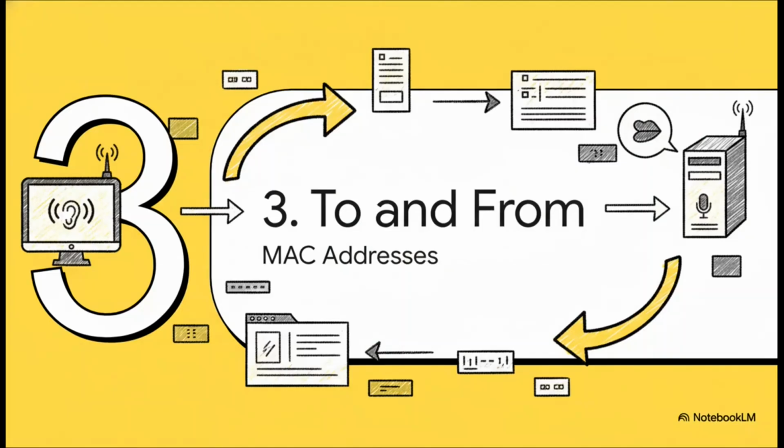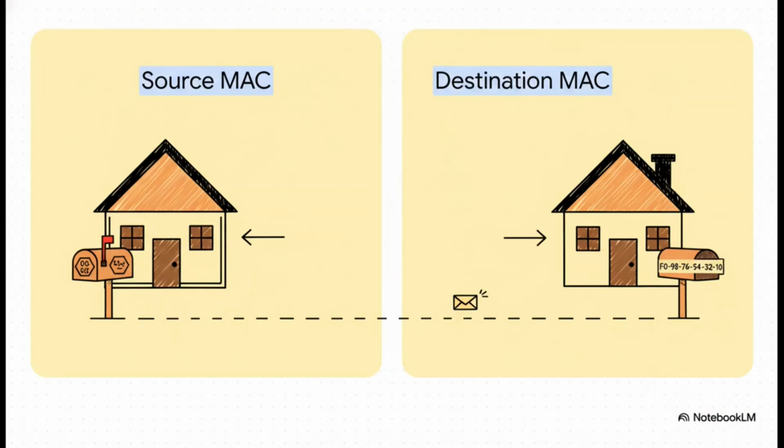Okay, so the starting gun has fired. The receiver is paying full attention. What's next? Well, now we get to the most basic, most crucial part of any delivery: who sent it and where is it going? This is all handled by something called MAC addresses. First up is the destination MAC address, followed by the source MAC.